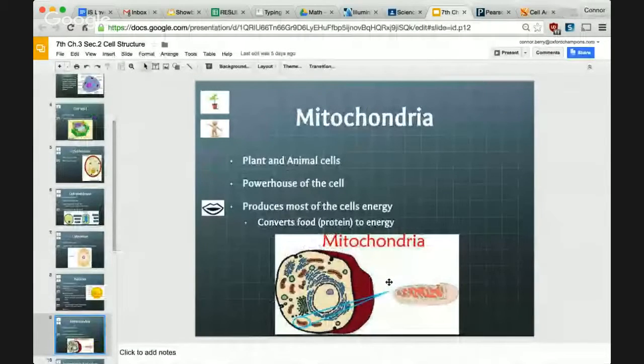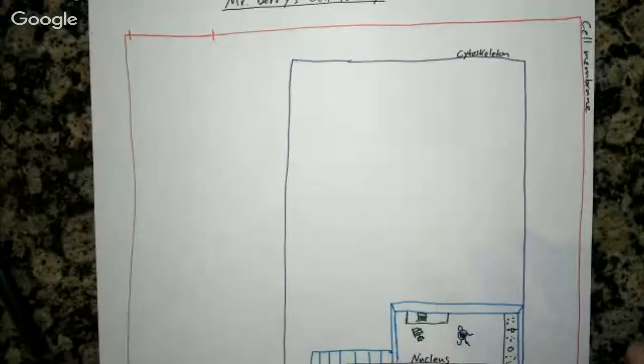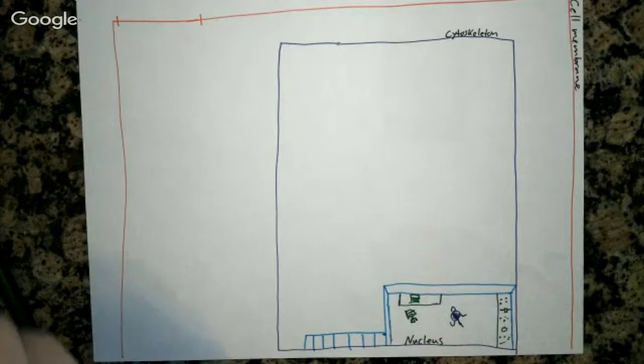The mitochondria. Okay, so now my factory has a control center. It has a fence to keep it. It has a building, but it has no power yet. So this is the powerhouse. It produces energy. So what am I going to need to run my factory? Well, I'm going to need generators, right?